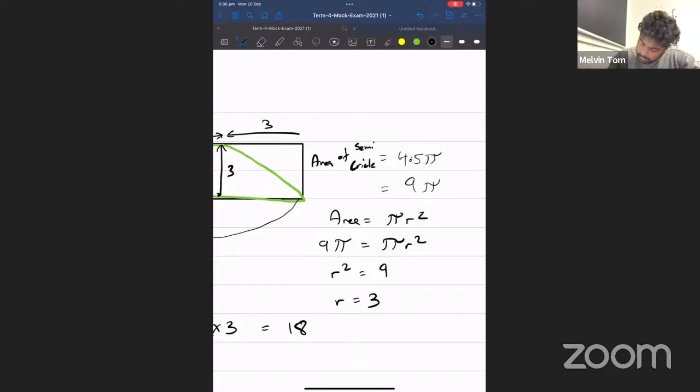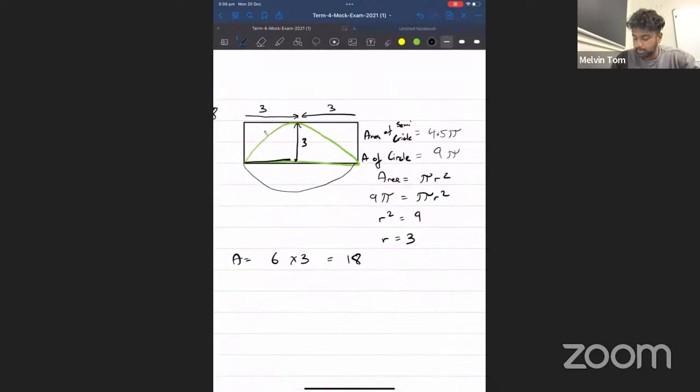Semicircle, area of circle. There you go. So area of semicircle is 4.5. So area of circle should be 9. Do you guys understand why?